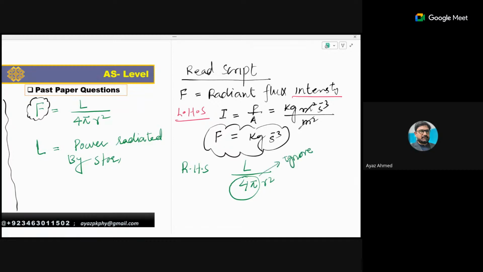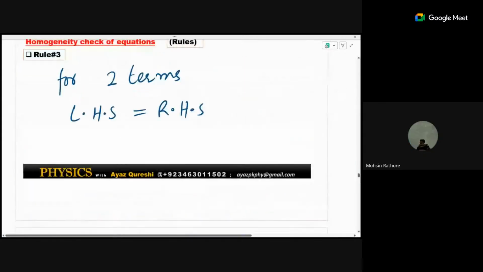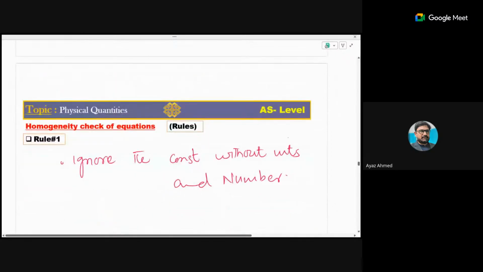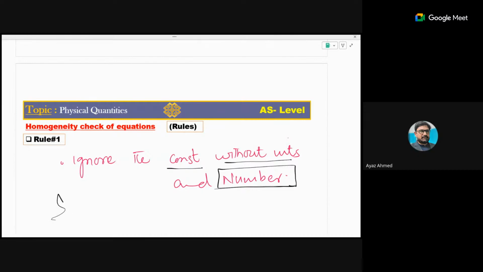Mohsin, beta, is it clear to you? So sir, whatever has no unit, we will remove it. Yes, whatever has no unit, we will remove it. Rule number 1: ignore all constants without units and all numbers. Are you getting my point?